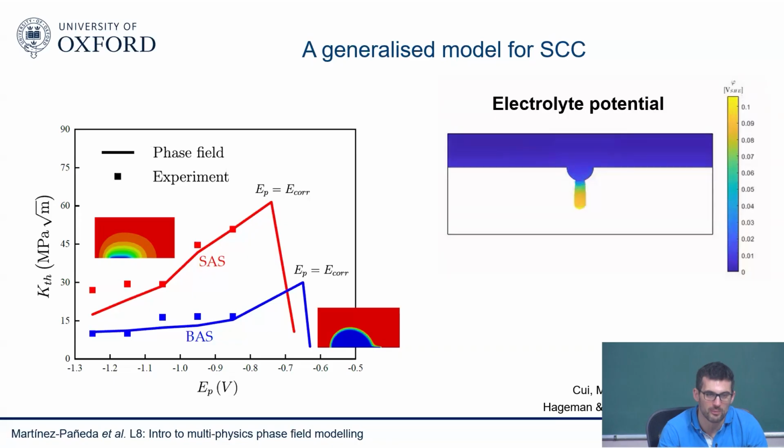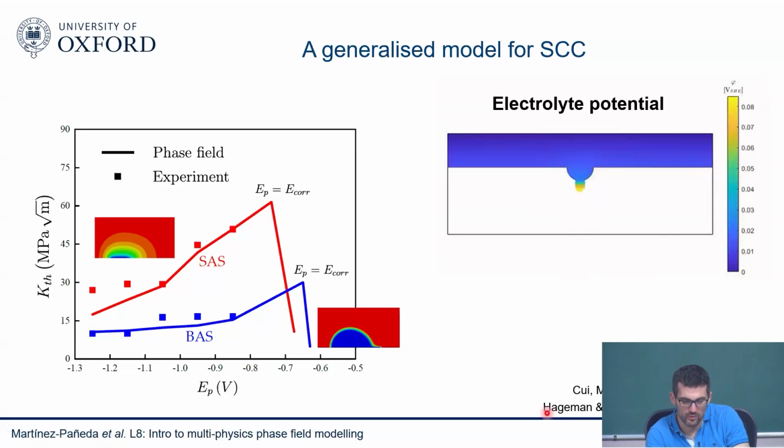So for any choice of environment, you can capture, for example, your threshold toughness. And this is what you see here. This is compared against experiments for a very wide range of environments. And you can see that we can capture the low values that you get in the anodic regime, where it is a bit more hydrogen dominated, to the free corrosion condition, and again the anodic dissolution condition, where you have a combination of both hydrogen uptake and also some anodic dissolution processes. And you can do that while at the same time capturing the evolution of the electrolyte and the corrosion front.